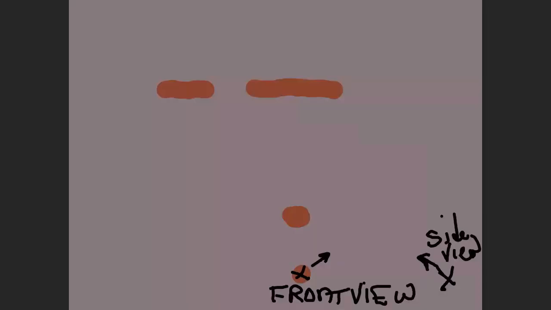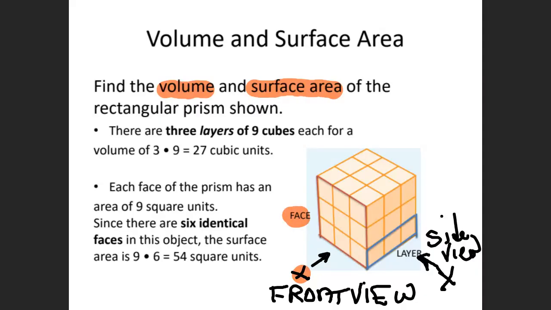And the side view has 3 layers. This is layer number 1. This is layer number 2. This is layer number 3. Now, each layer has 3 sugar cubes.